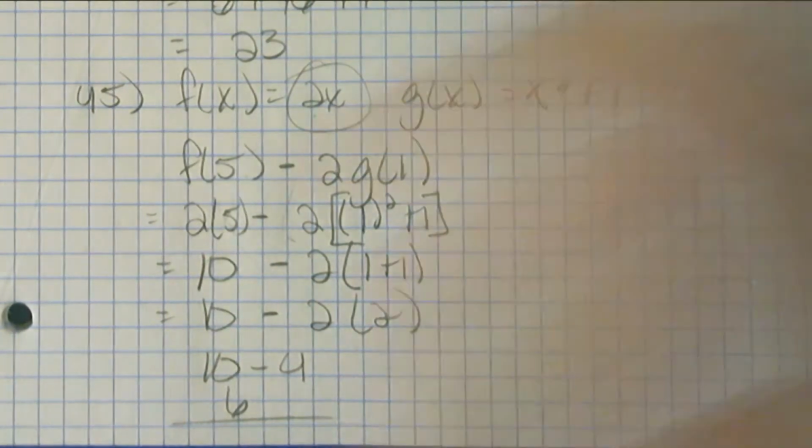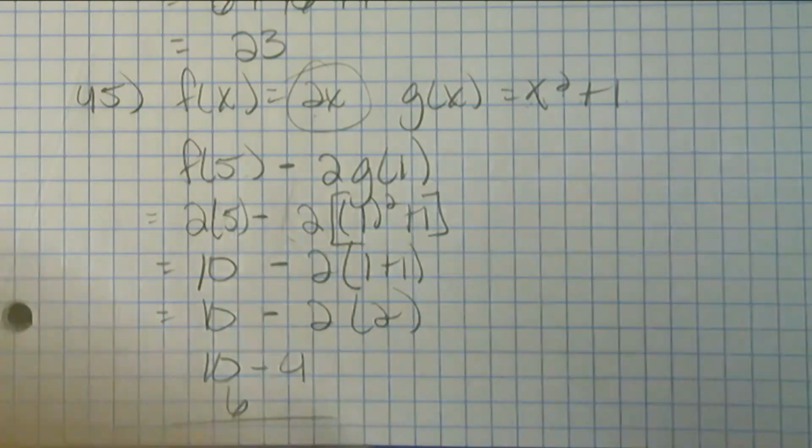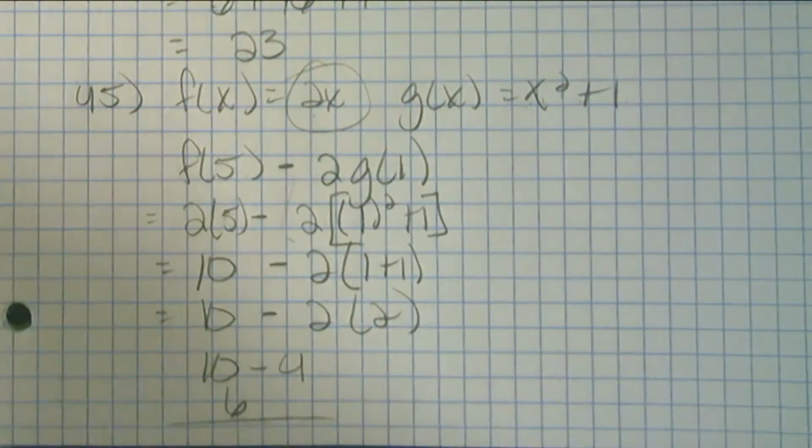Alright, because they told us what they wanted us to substitute into my f of x function, that was 5. They told us what to substitute into my g of x function, which was a 1. So Nick, are you cool with this? Are you sure? Okay. So I'm glad. That's what I want to hear. So let's take a look at what we're doing.